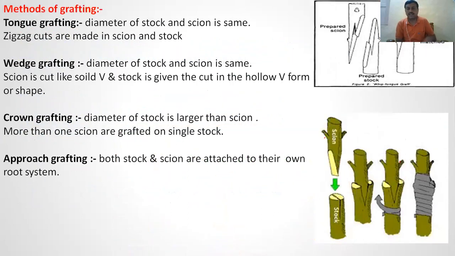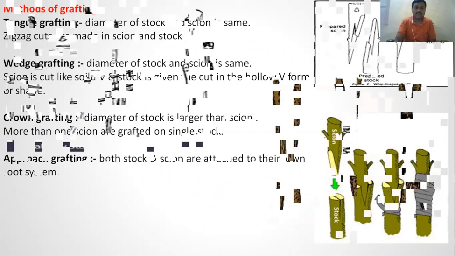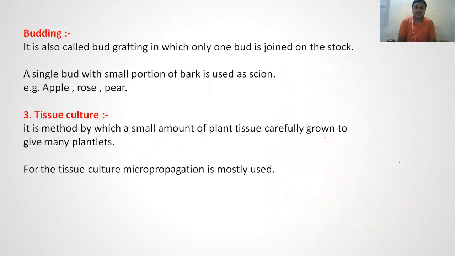Methods of grafting are tongue grafting, wedge grafting, crown grafting, and approach grafting. Then budding. Only buds are inserted into the stock and develop the new species of the plant. It is also called budding. It is also a man-made technique. And second last, it is tissue culture. A single cell is used to produce the whole plant on artificial medium. It is called tissue culture.